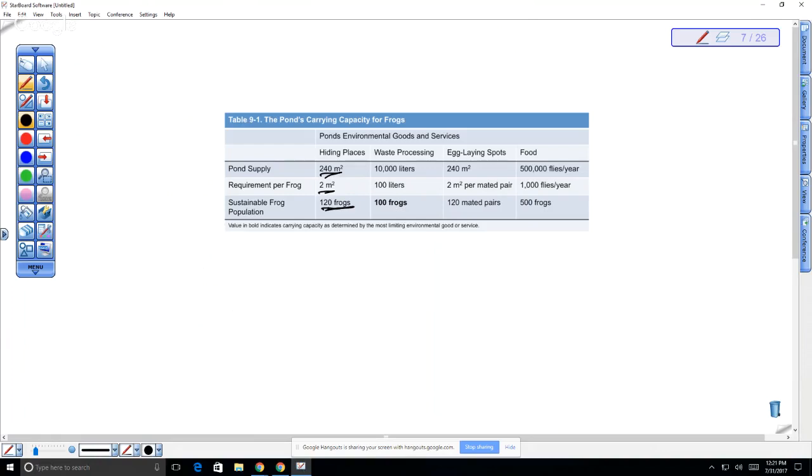And so this would be waste processing, and it can only process the waste of 100 frogs. We can look at egg laying spots. There's space for 120 mated pairs. And if you looked at food alone, then there could be a lot more frogs. So this is actually the carrying capacity right here. So instead of 120 frogs or 500 frogs, there's only the carrying capacity of 100 frogs, simply because waste processing is the limiting factor. And that is a density dependent limiting factor.